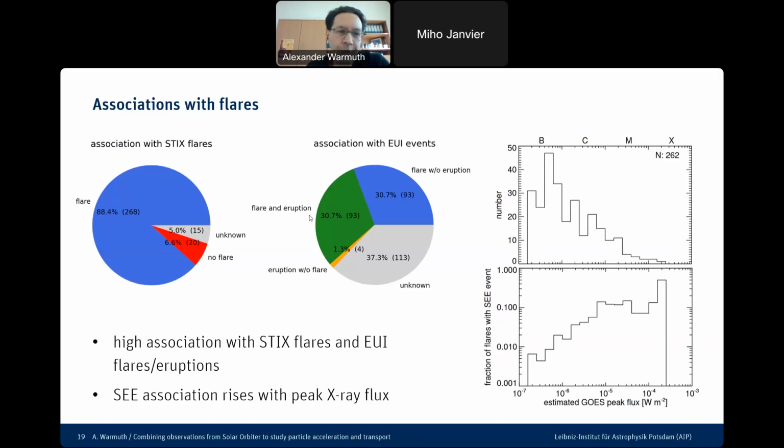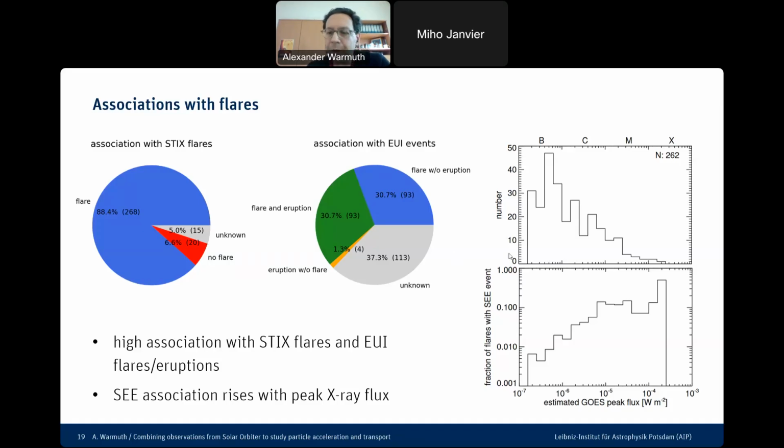Association with flares is also quite large. So with STIX flares, nearly 90% we find associated STIX flares. Also with EUI events, in most cases, we see an association either just with a flare or with a flare and an eruption. The unknown fraction here is larger due to the duty cycle of EUI. But there are also a few events where we don't see any STIX counterpart. So it will be interesting to look into these, what's special with those events.